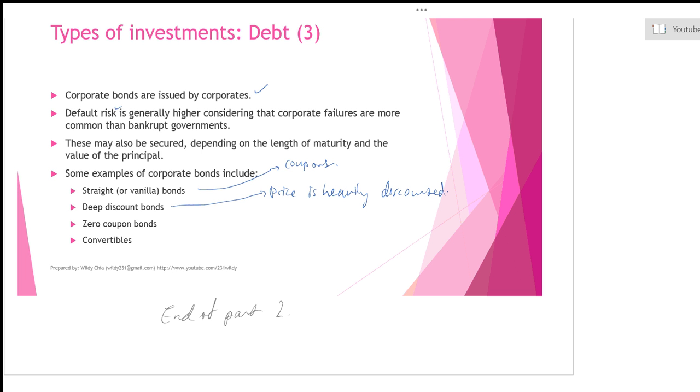A zero coupon bond is quite different from deep discount. Simply, it means no coupons payable. Now, for such zero coupon bonds, usually to attract investors, these zero coupon bonds also tend to be heavily discounted, right?